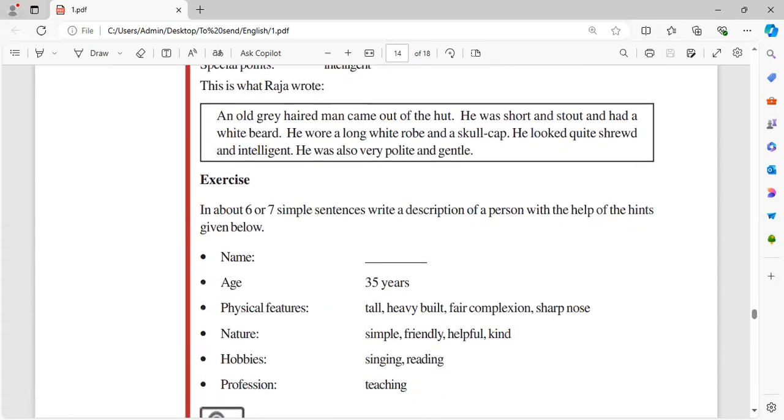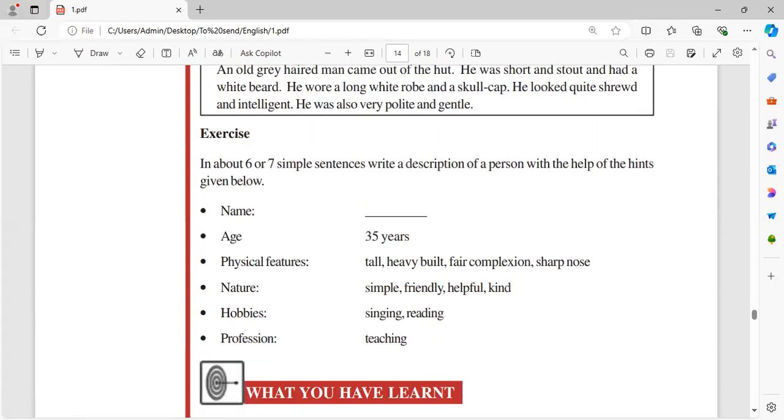So Raja wrote like this: an old gray-haired man came out of the hut. He was short and stout and had a white beard. He wore a long white robe and a skull cap. He looked quite shrewd and intelligent. He was also very polite and gentle.